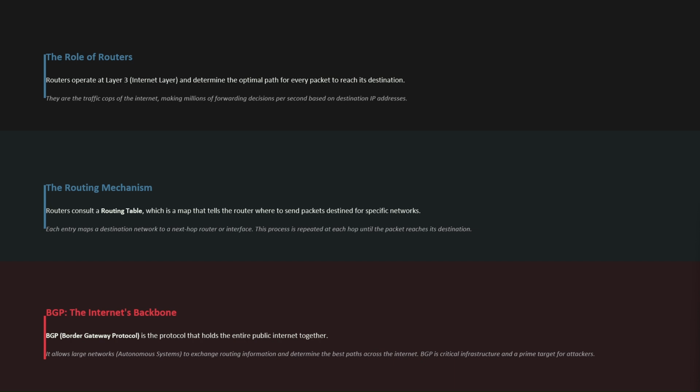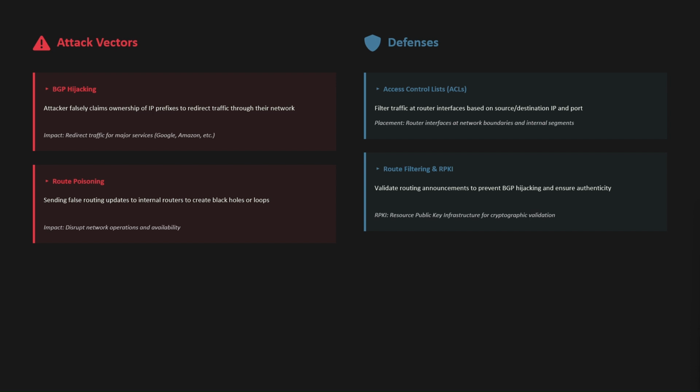Routing is a massive security concern, especially at the internet's core. The most severe threat is BGP hijacking, where an attacker falsely claims ownership of a block of IP addresses, causing all traffic destined for those addresses, including major services like Google or Amazon, to be rerouted through the attacker's network.